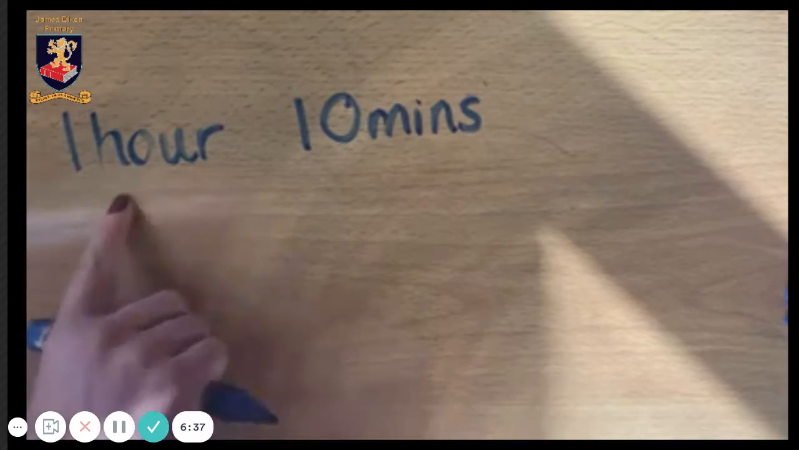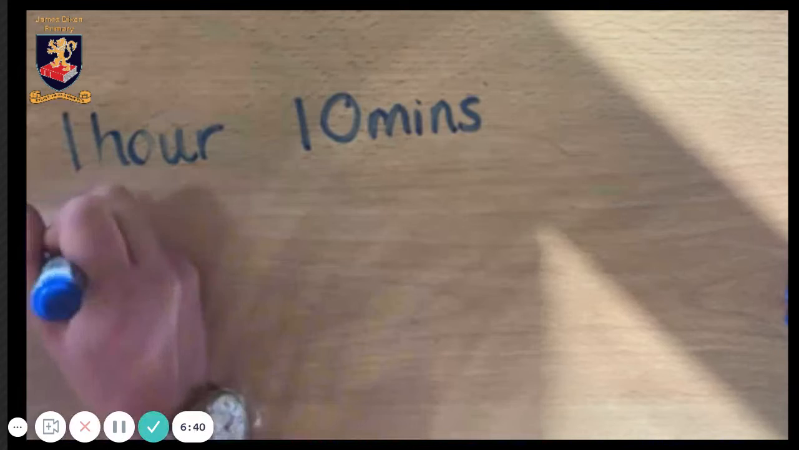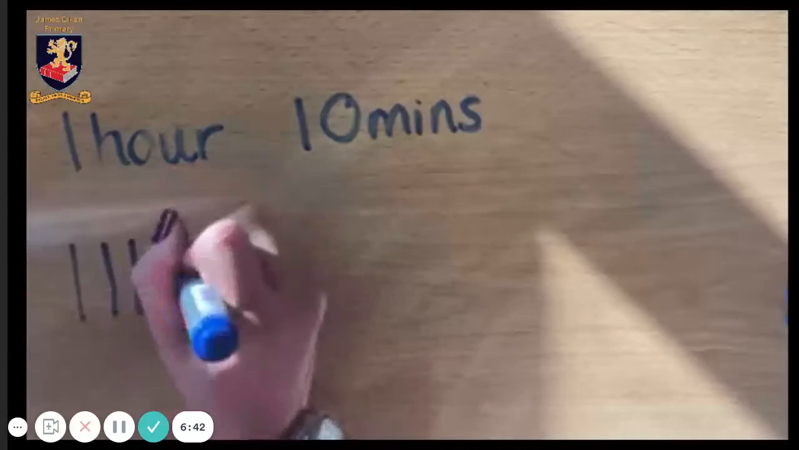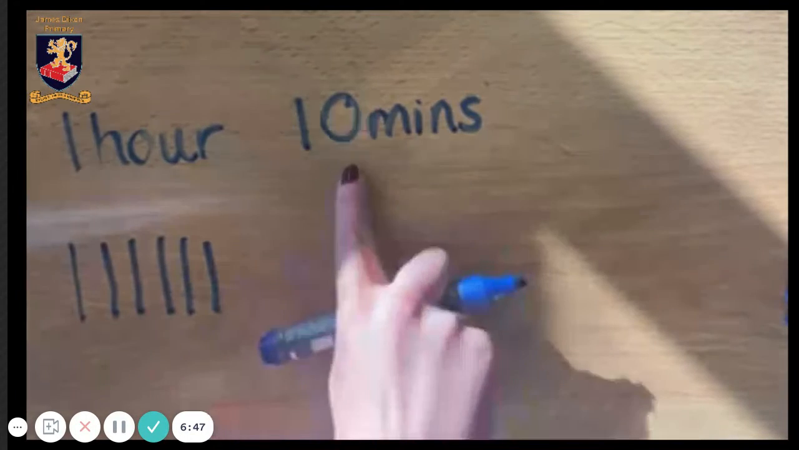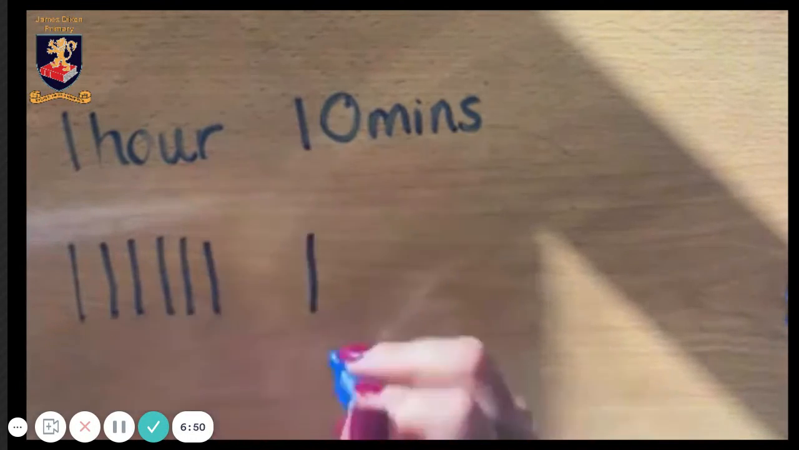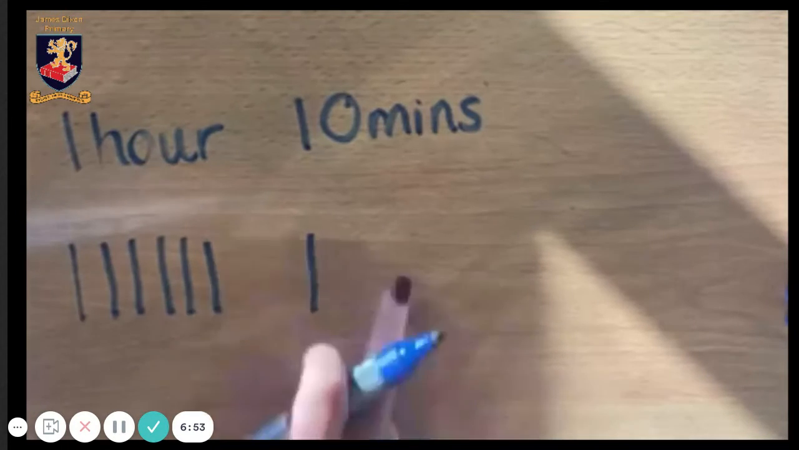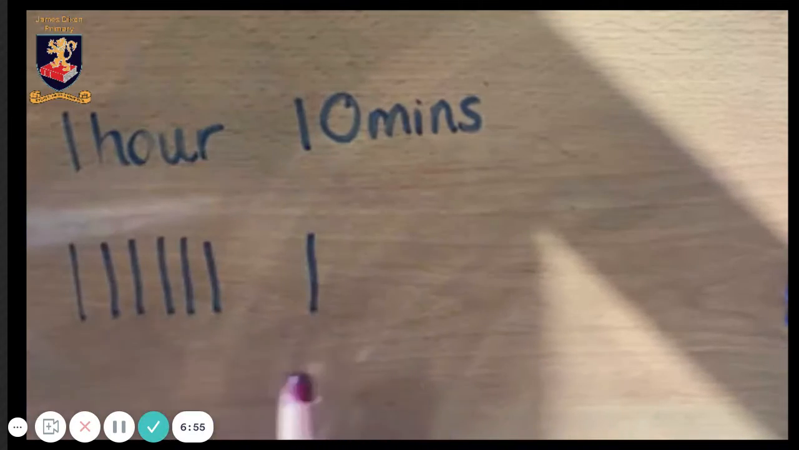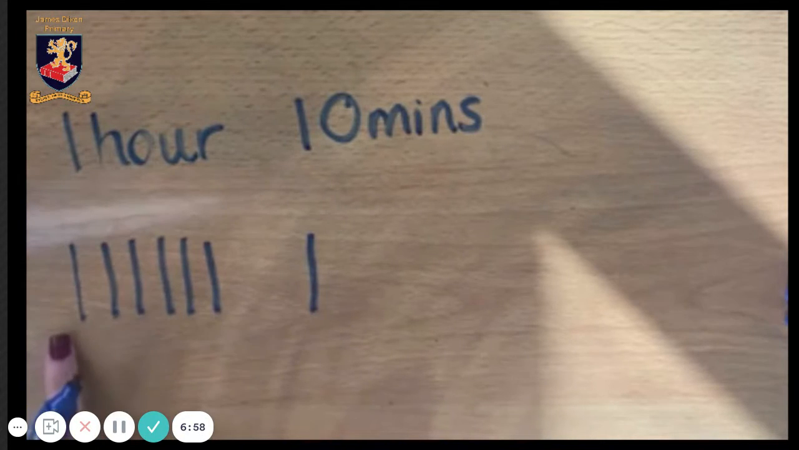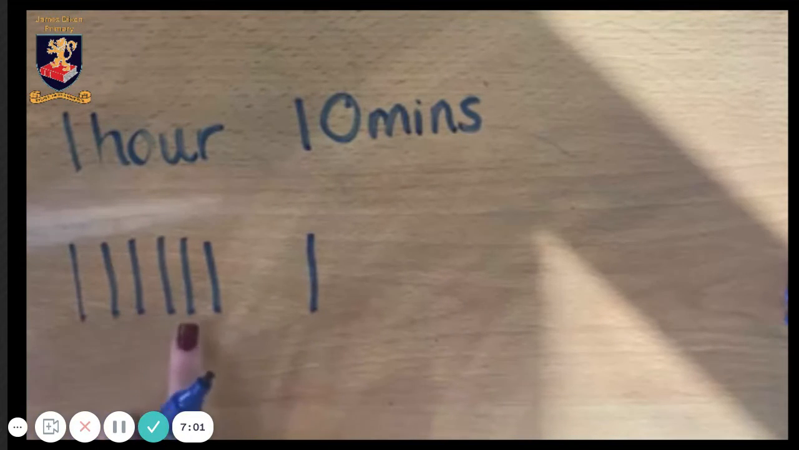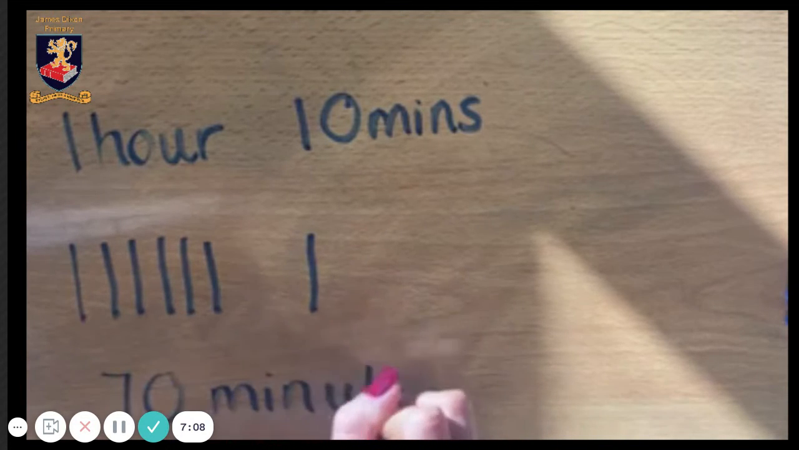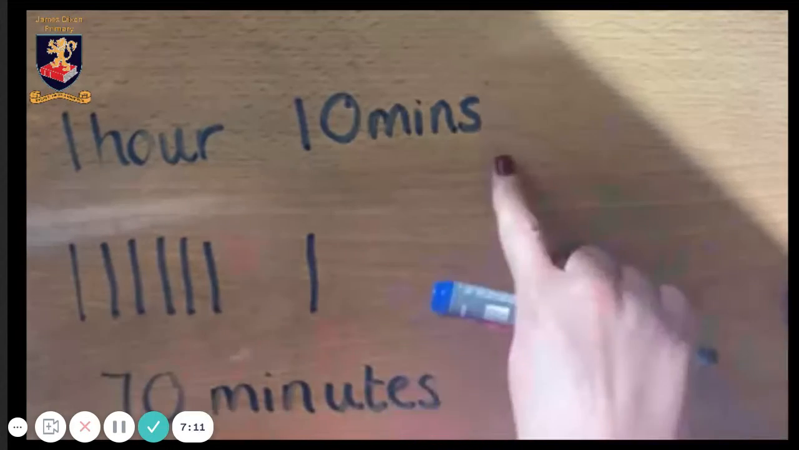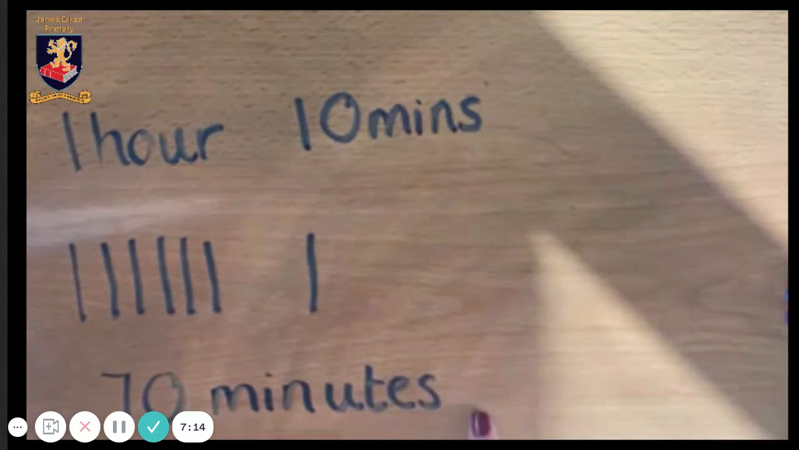I know that there are 60 minutes in 1 hour, so I'm going to draw 6 10 sticks to show 60 minutes. I have an extra 10 minutes, so I can draw 1 more 10 stick. Now to find out how many minutes I have altogether, I'm going to count in my tens. 10, 20, 30, 40, 50, 60, 70. 1 hour and 10 minutes is the same as 70 minutes. I have converted from hours and minutes to minutes.